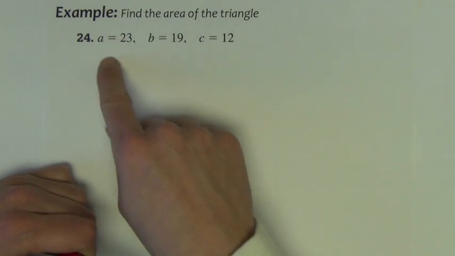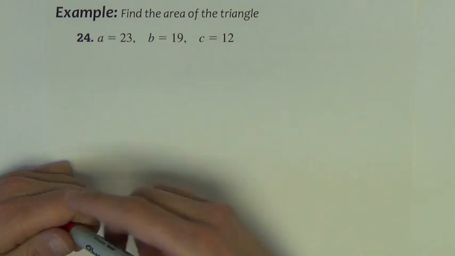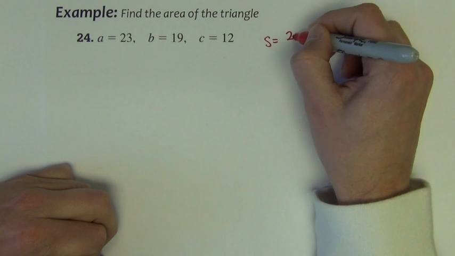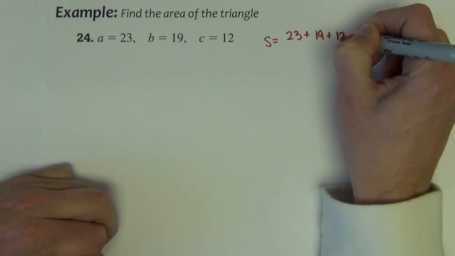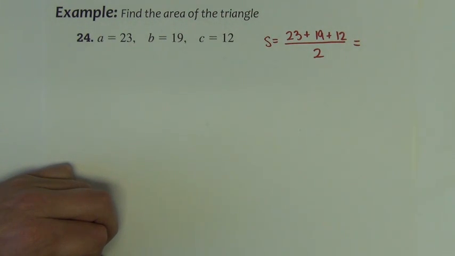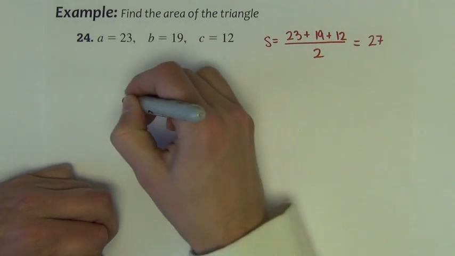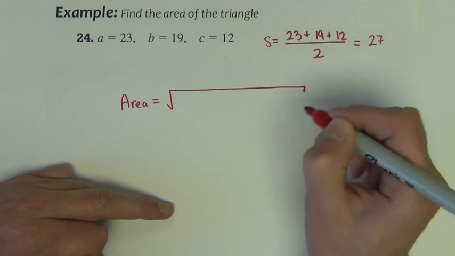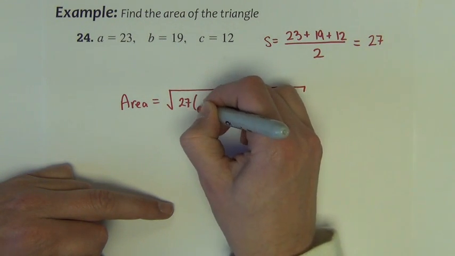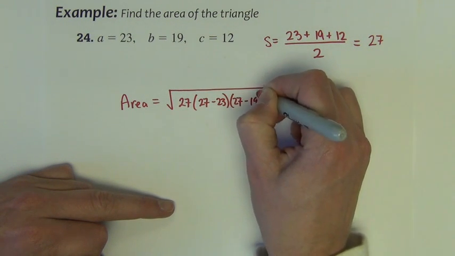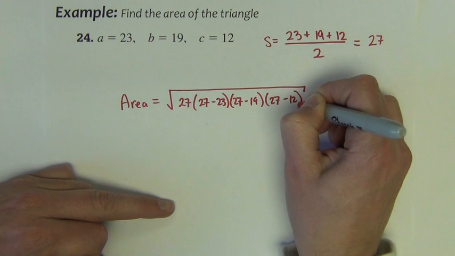Okay, find the area of the triangle. We've got 3 sides. So we're going to use Heron's Formula to do this. In order to use Heron's Formula, we need to find that semi-perimeter first, which is the sum of the sides divided by 2. So let's see, 23 plus 19 plus 12 divided by 2 is 27. So the area of this triangle is 27 times 27 minus 23, 27 minus 19, 27 minus 12.